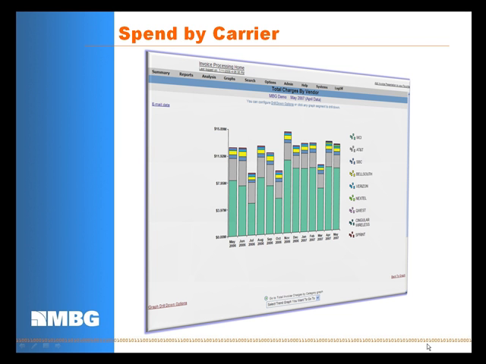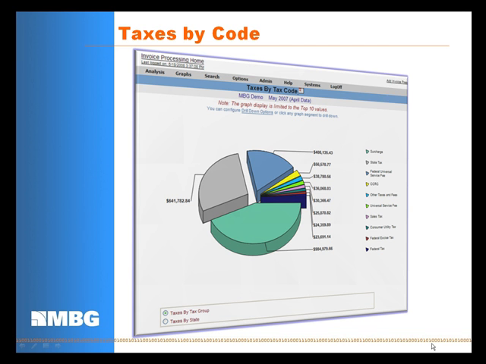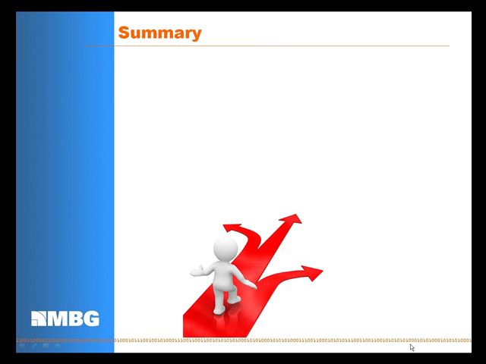This report provides a view of spend by carrier and instantly shows the organization which vendor has the majority of its spend. This report shows the taxes broken down by tax code. From here, the user can drill into the graph to see the details behind each code.